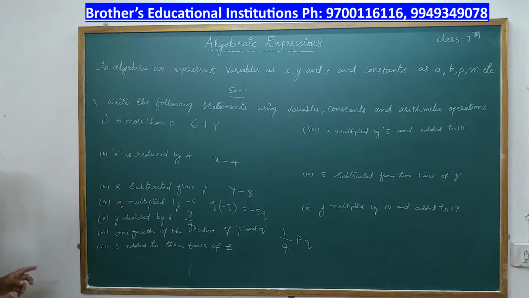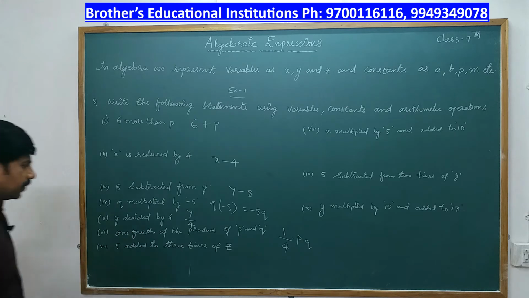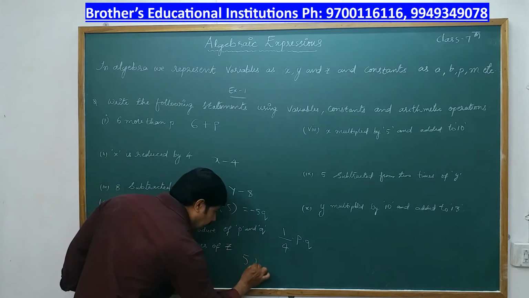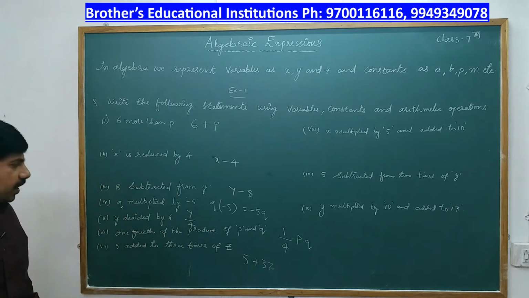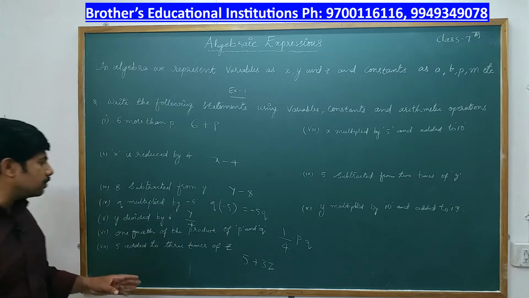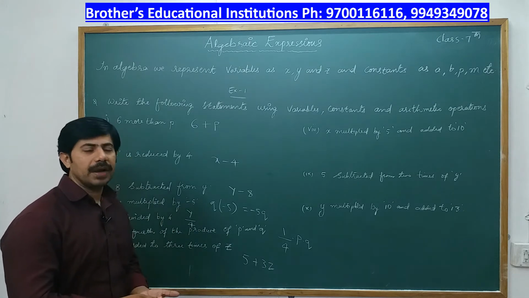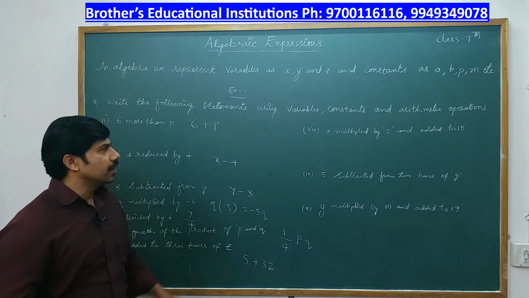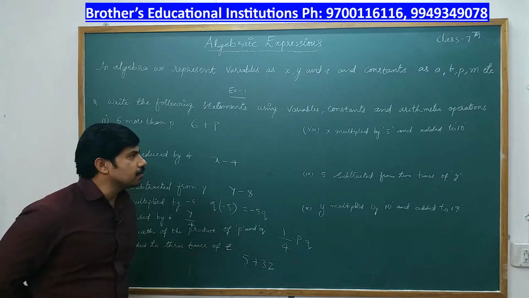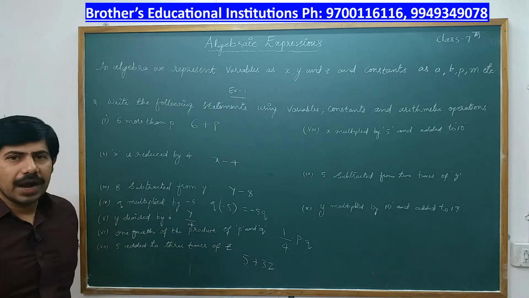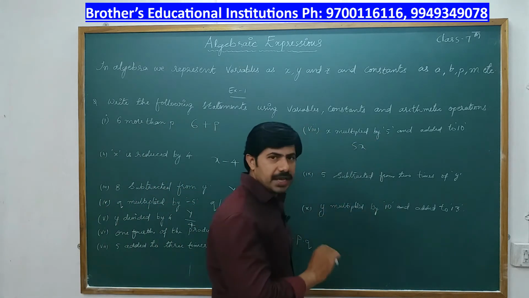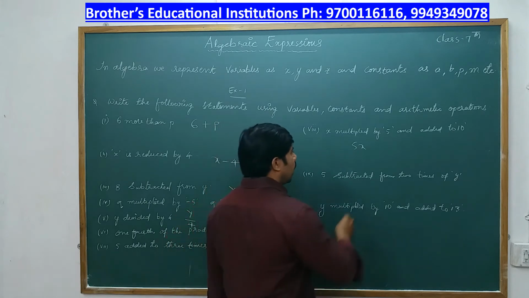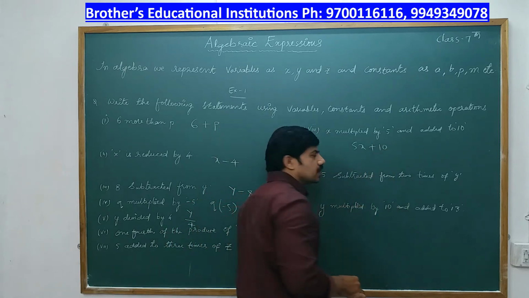Then after that, 5 is added to 3 times of z. So it is 5 plus 3z. Here times means you have to multiply. 3 is to be multiplied by z. So 5 plus 3z. Then the next one is x multiplied by 5 and added to 10. X multiplied by 5 means it is 5x and 10 is added. So just write plus 10.